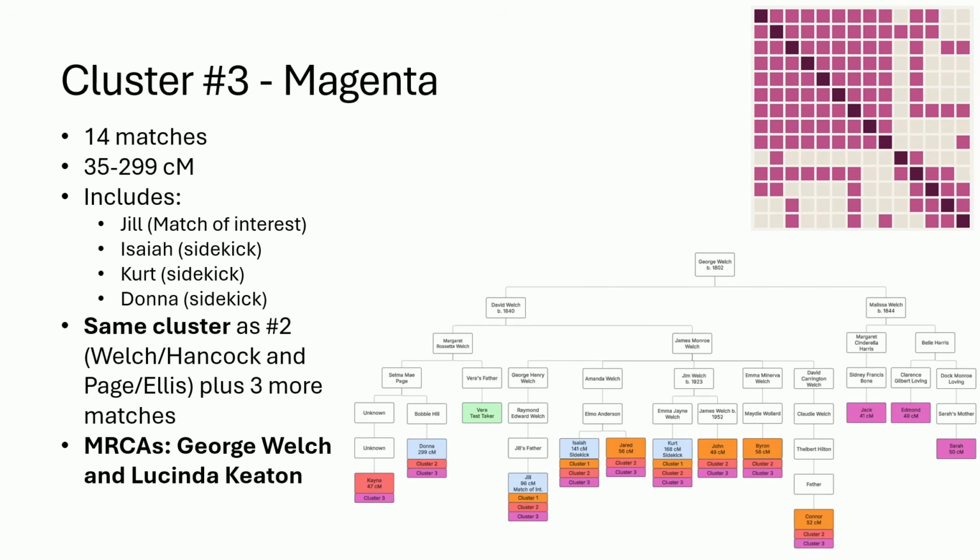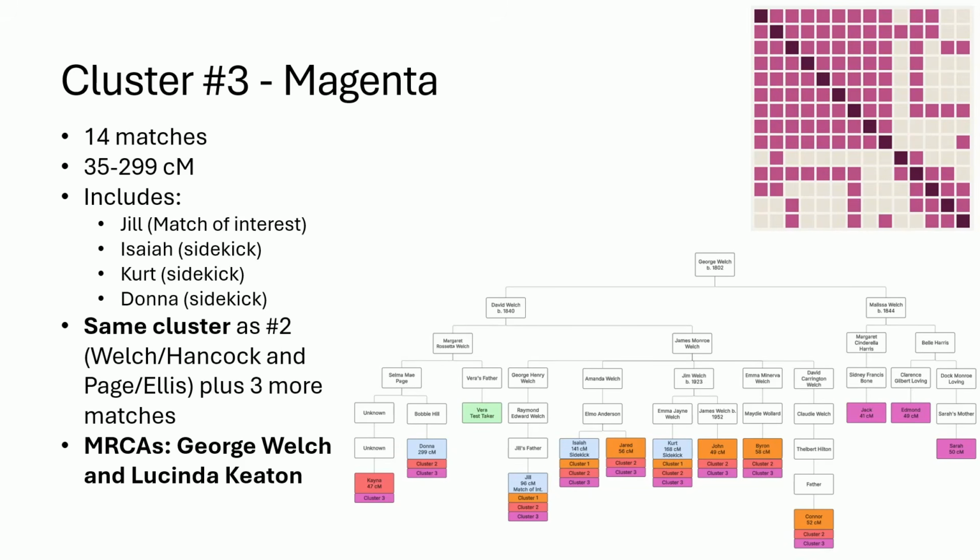Now, cluster 3 has 14 matches, and it includes all of the people in the second cluster plus 3 more matches. And these matches are on the right of the descendancy diagram in pink, and they are Jack, Edmund, and Sarah. These 3 matches descend from Melissa Welch, who is actually my ancestor, and they are descendants of George Welch. So Melissa is the daughter of George. So now we have the common ancestral couple of George Welch and Lucinda Keaton.